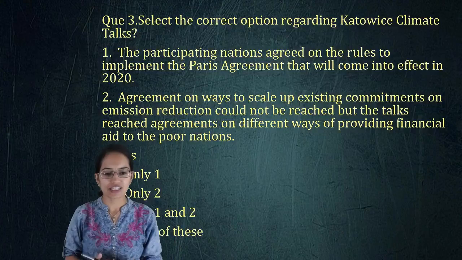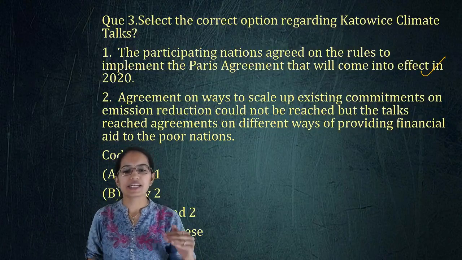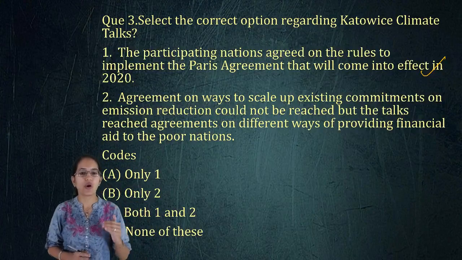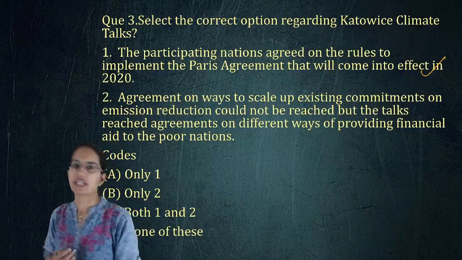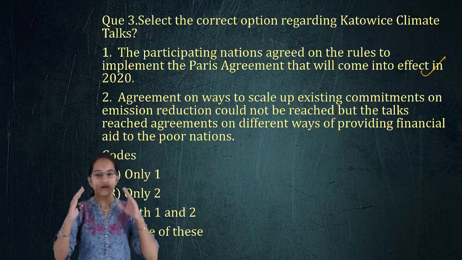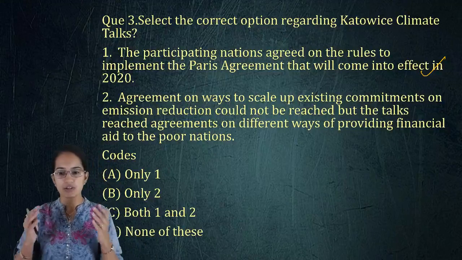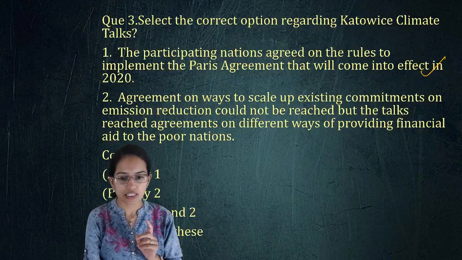So first correct answer is option A, and that's the participating nations have agreed to rules on the implementation of the Paris Agreement that will come into effect in 2020. So it's also called the rule book or the operating manual for the 2015 Paris Agreement. So this is the correct statement.